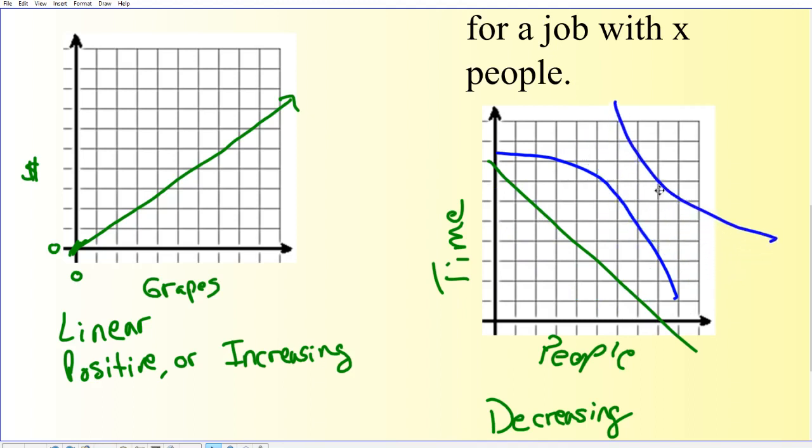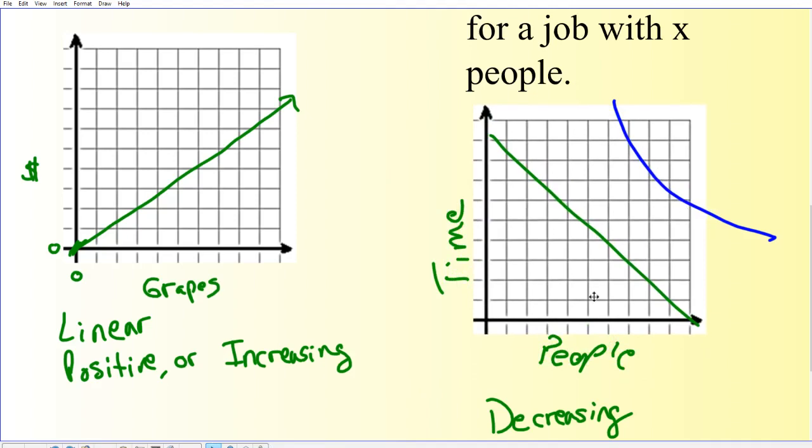I don't know. It depends on how you think. I don't think this one would be very good because as you add from here, 1 person to 2 people takes about the same amount of time, and 3 people takes the same amount of time, and then finally it just goes down very quickly. I don't think that one would work.